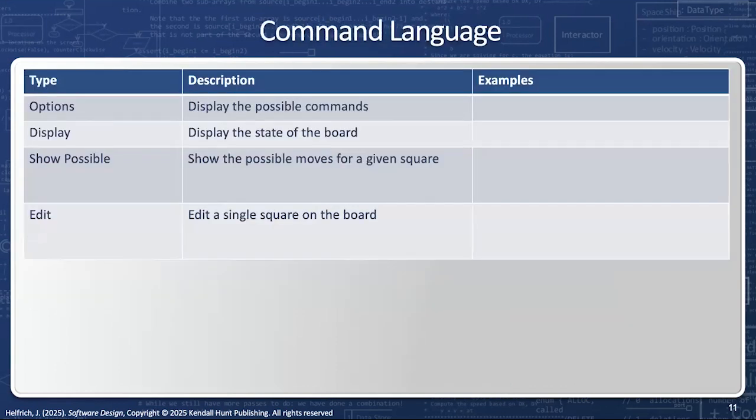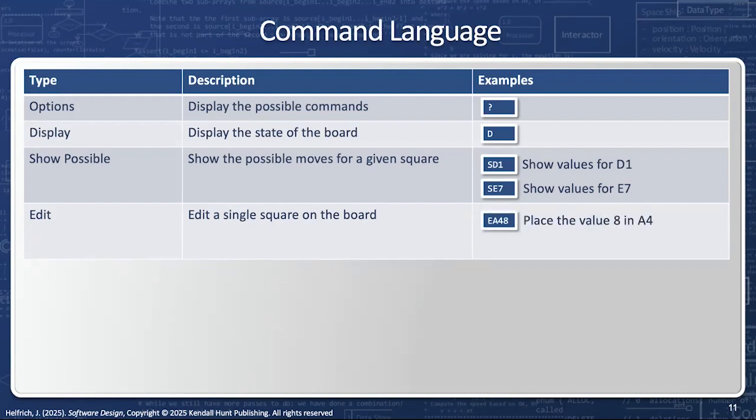So what format am I going to use? Well, for options, I'm just going to use a question mark. For display the board, I'm just going to use a D. For show possible values, I'm going to say show and then where D1 or show where D7 for the possible values for E7. And for edit a square, E is my specifier, A4 is the location, and what am I going to put in A4? The value 8, or I'm going to put the value 3 in G7. So let's take a look at how we're going to implement that in the code.